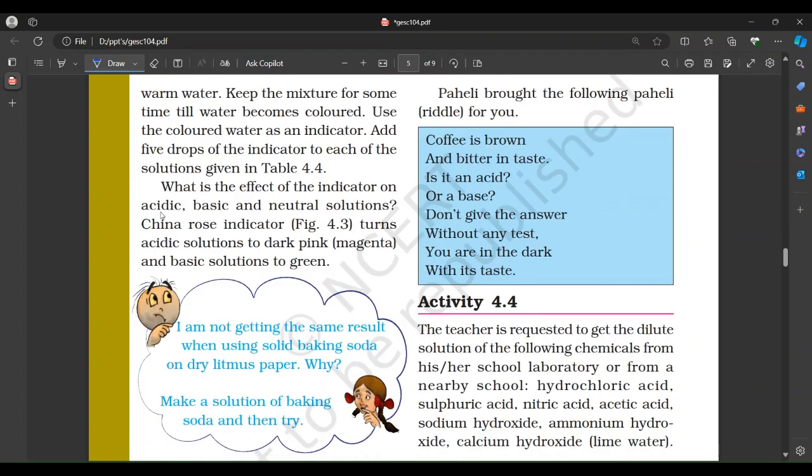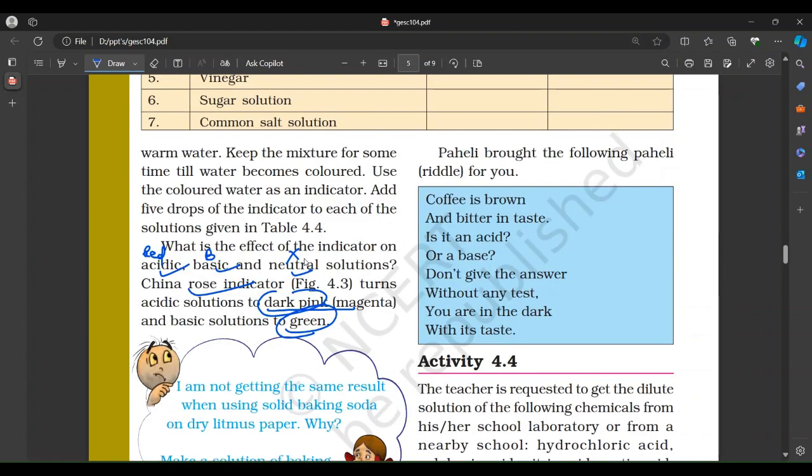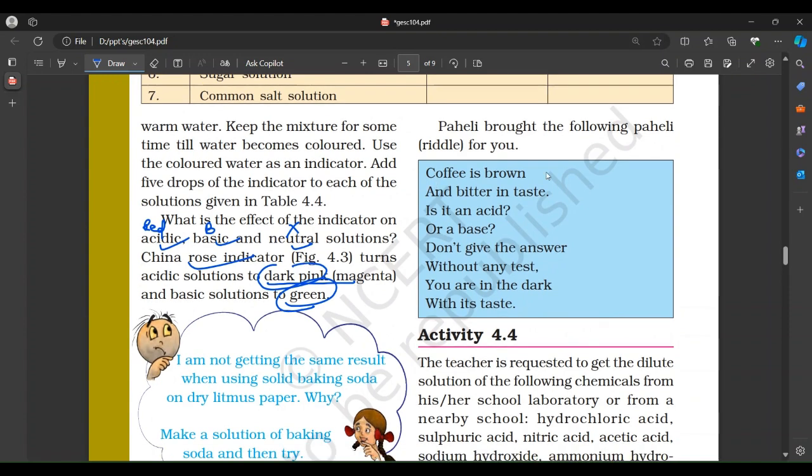Okay, so what is the effect of the indicator on acidic, basic, and neutral solutions? With litmus, acidic turns red, basic turns blue, and neutral shows nothing. China rose indicator turns acidic solution to dark pink. So according to the indicator, the changing colors will be different. That will not be the same red and blue, which is for the litmus. It turns acidic solutions to dark pink, that is magenta, and basic solutions to green. Means if we are using China rose indicator, acidic solution will give dark pink color and basic solution will give green color.